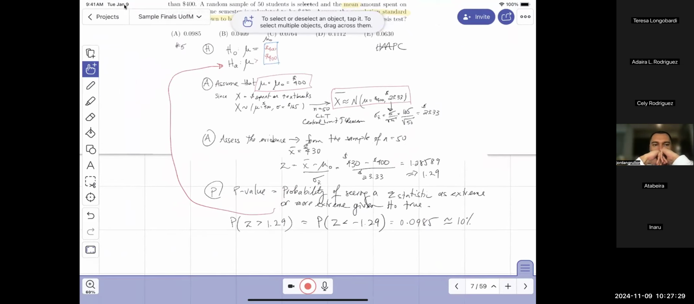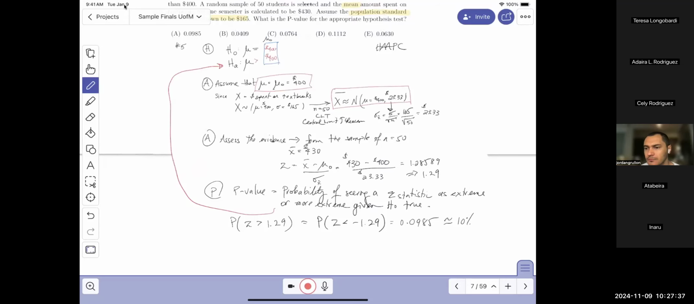So is 10% so unusual? Is 10% small enough? So we set a standard. Yeah, I'm not supposed to do this, but basically we've finished the problem. But just to answer in theory what you would do next, the answer is A.